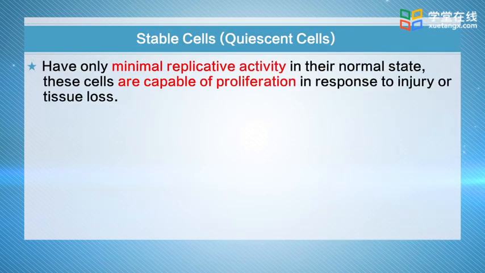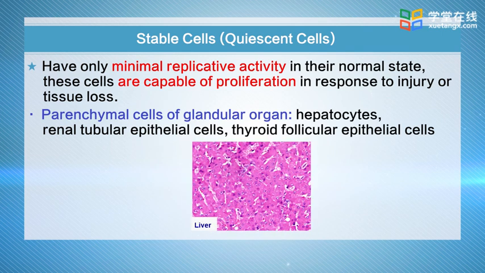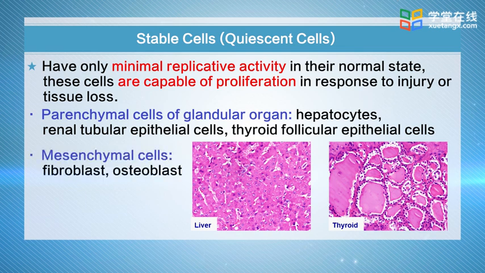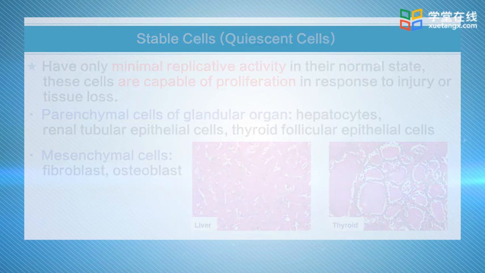Stable cells have minimal replicating activity in their normal state, but they are capable of proliferation in response to injury or tissue loss. Therefore, we call them stable or quiescent cells. These cells constitute the parenchyma of solid organs, such as liver, kidney, and thyroid. They also include endothelial cells, fibroblasts, and smooth muscle cells.